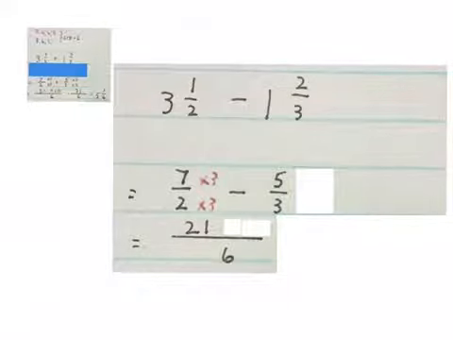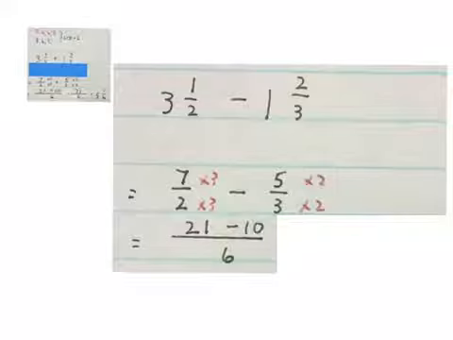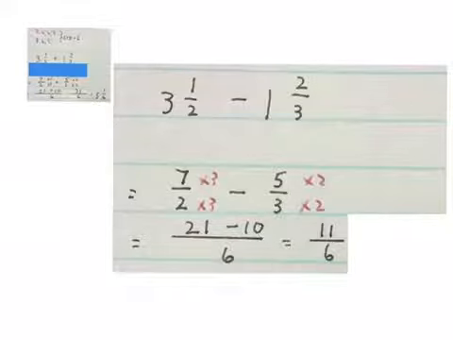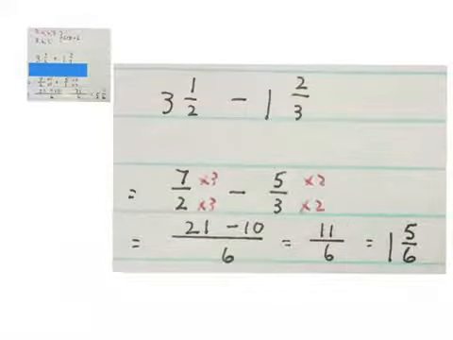Put your minus down. Then you say, 3 times what will give me 6? That'll be times 2. So you also times by 2 at the top. And 5 times 2 will give you 10. Then I go, 21 minus 10 will give me 11 over 6. And then I simplify that. And that'll give me 1 whole and 5/6 as my final answer.